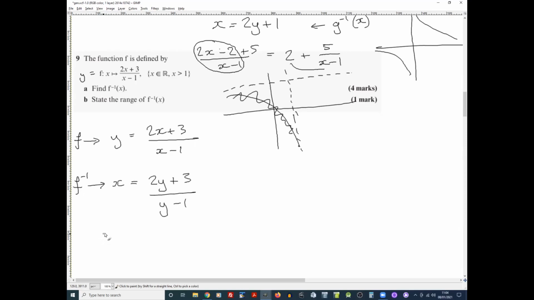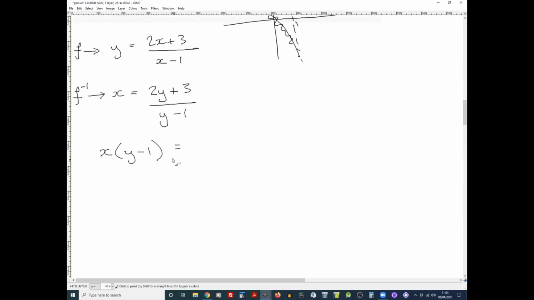So tell me what to do. Times by y minus 1. Yes, good. So x times y minus 1 equals... Divide by 2y plus 3. Let's go step by step. You did say multiply both sides by y minus 1, so I've done that there, right? What's next? I think divide by 2y plus 3. I don't get that, because then we're more or less back here, aren't we? We've taken the reciprocal of each side or something.